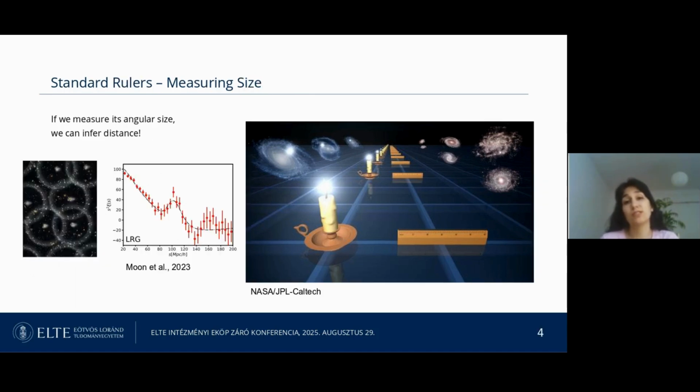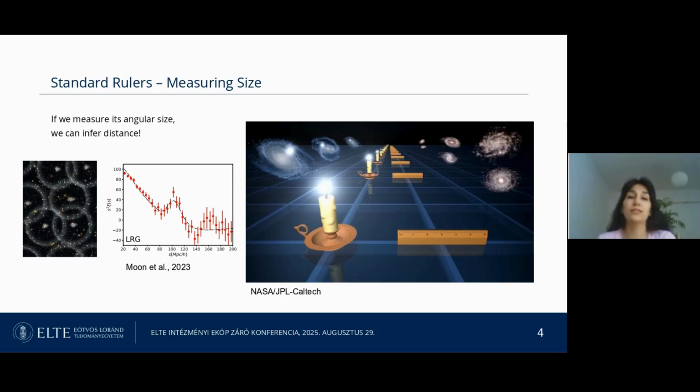The second tool is the standard rulers. These are objects with a known physical size. So we believe that we are aware of their size, and by measuring their angular size, we can infer their distances. Today we will focus on the second one, something like standard rulers.